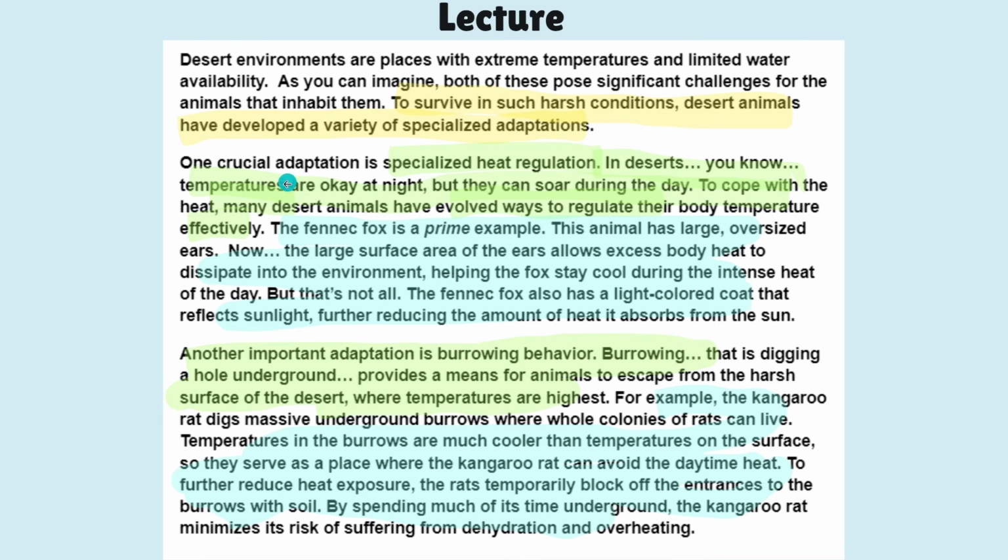Then you get what I'll call the first body paragraph. At the beginning of this first body paragraph, it's going to say what the adaptation is. In this case, it's specialized heat regulation, and it's going to give a short explanation. After that, you have the example of it. It's going to talk about the fennec fox and how it uses heat regulation. And then it's done. After that paragraph, it's not going to refer to that one again.